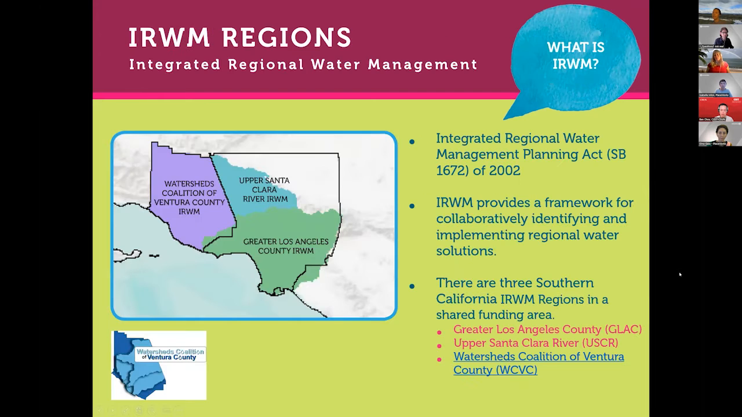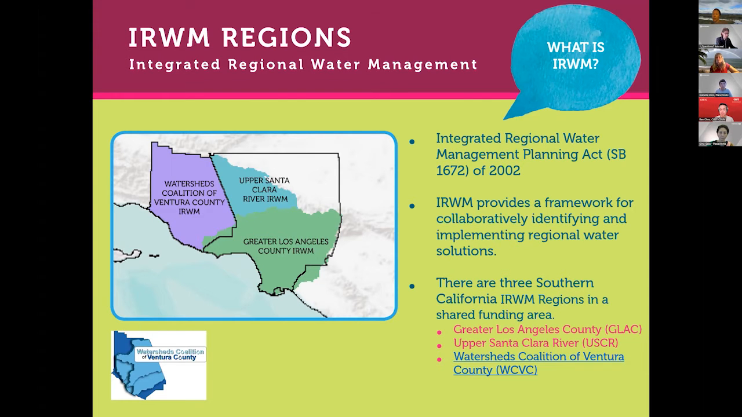Okay, next. All right, so I'd like to give a little background before we get into the content of the training. So what is IRWM? IRWM, or Integrated Regional Water Management, started with the Planning Act of 2002. It provides a framework to collaboratively identify and implement water management solutions on a regional scale that increase regional self-reliance, reduce conflict, and manage water to achieve together social, environmental, and economic objectives.